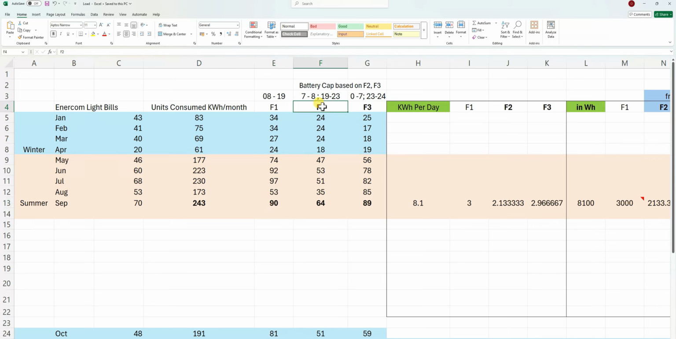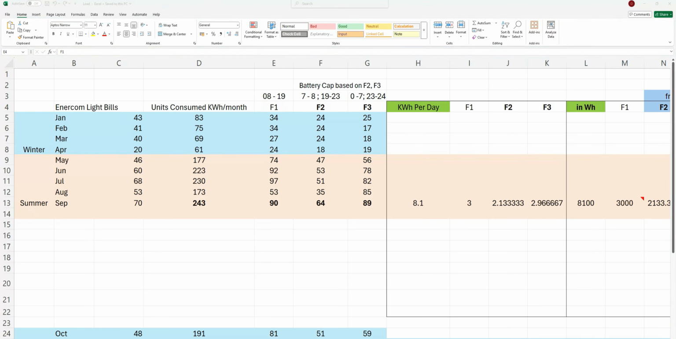And then the phase 2, that is evening hours, like from 7 of evening till 11 of evening, and in the morning 7 to 8. And similarly phase 3, that is from 12 o'clock in the night till 7 in the morning. So these two phases, F2 and F3, will help me to size my battery, and this F1 will help me to size my solar system.